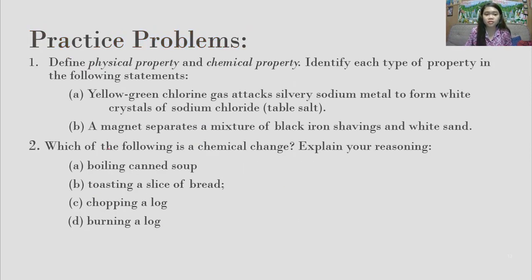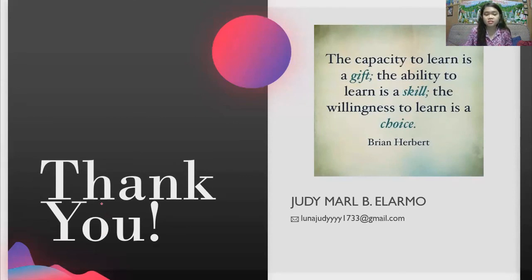For practice problems, I will let you answer these two problems. First, define physical property and chemical property, and identify each type of property in the following statements. First is yellow-green chlorine gas that attacks silvery sodium metal to form white crystals of sodium chloride, or table salt. And then a magnet separates a mixture of black iron shavings and white sand. For number two, which of the following is a chemical change? Explain your reasoning. First is boiling canned soup, toasting of sliced bread, chopping of wood, and lastly, burning of wood. So that ends our lesson for today.